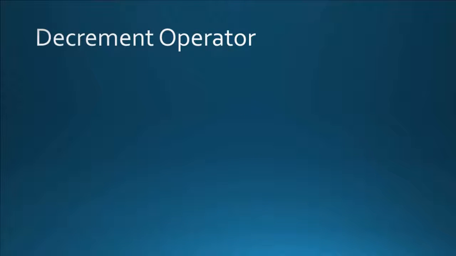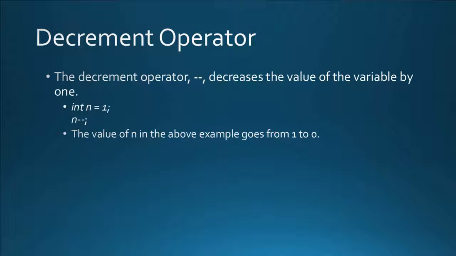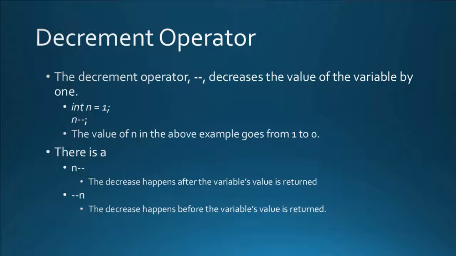All right. Just like there's increment, there's also a decrement operator. The decrement operator, --, decreases the value of the variable by 1. So here I have int n = 1. I'm going to do n--, and the value of n in the above example goes from 1 to 0. Similar to before, there's an n-- and a --n. The difference again is that with n-- the decrease happens after the variable's value is returned, and with --n the decrease happens before the variable's value is returned. Again, most often you're going to see n--.